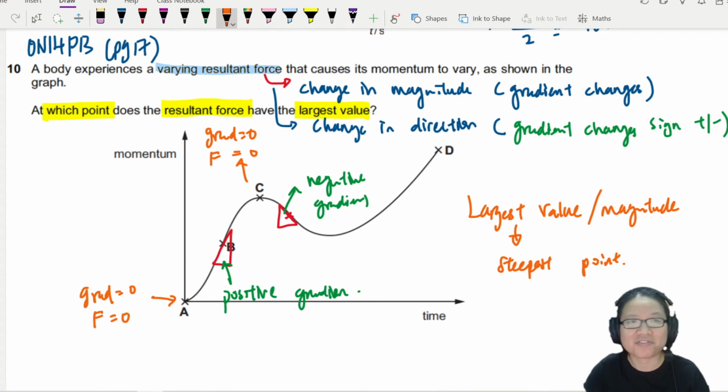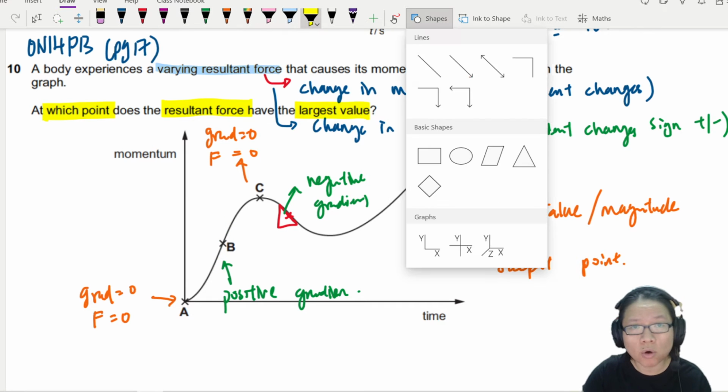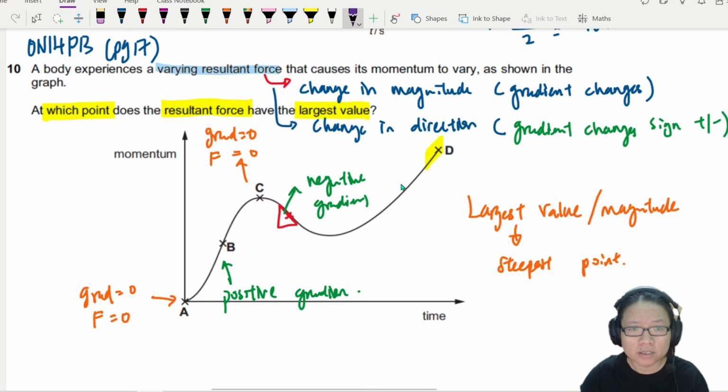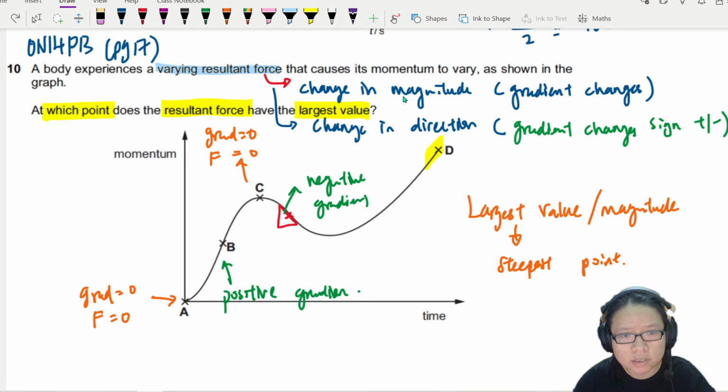The only things you have now are B and D. Comparatively, just judging by eye, you will see that B is a lot steeper compared to D. But if you cannot, during the exam, you can always draw a line. Just like in bad relationships, you can always draw a boundary or a line. And hopefully that line is straight. Let me try.